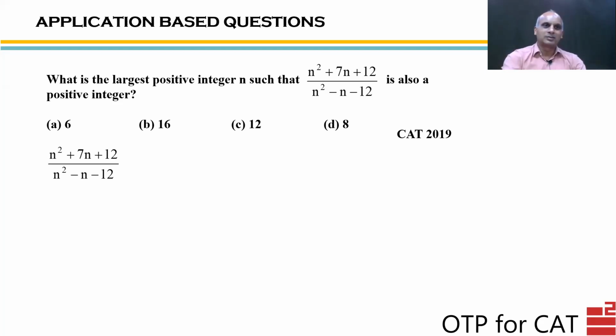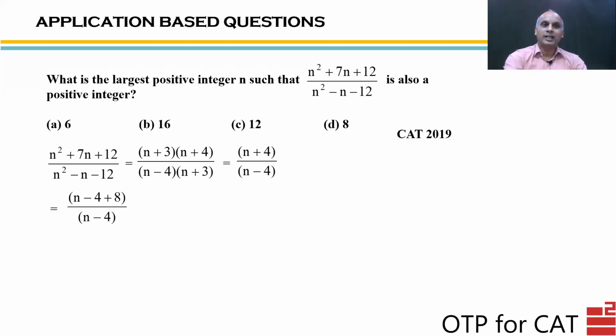Be a little bit smarter, and let's factorize. We see the numerator is n plus 3 into n plus 4. The denominator is n minus 4 into n plus 3, and we see that n plus 3 cancels. We are left with n plus 4 upon n minus 4, which I can further write with the numerator split as n minus 4 plus 8. The denominator is kept as it is, n minus 4. Now split the two fractions. So what do I get? I finally get 1 plus 8 upon n minus 4.